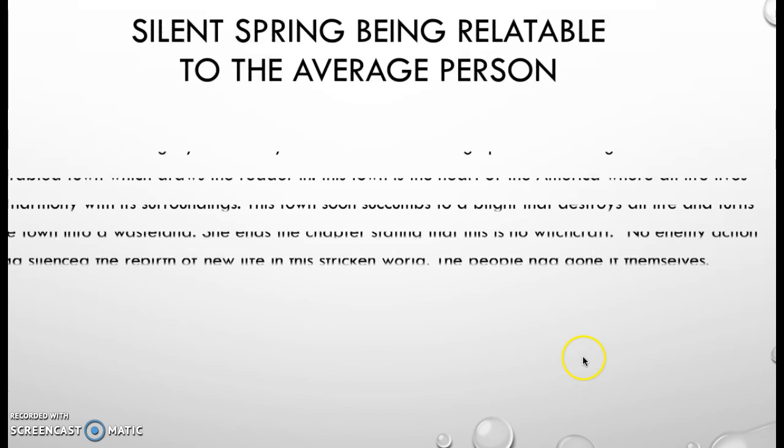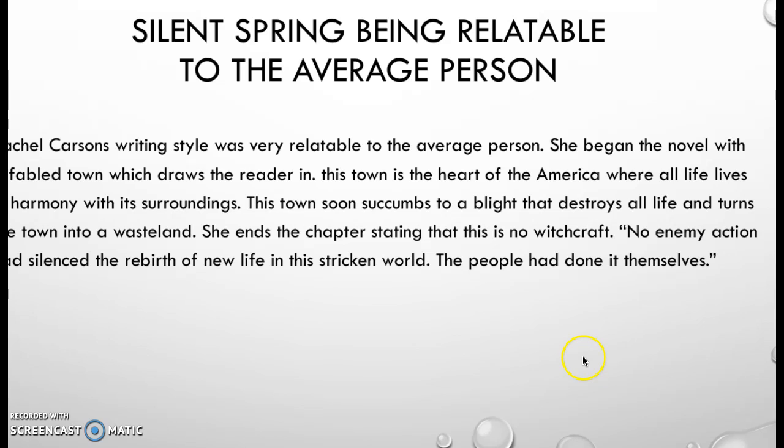She made Silent Spring relatable to the average person. Her writing style is very relatable to the average person. She began the novel with a fable about a town that draws the reader in. This town is in the heart of America, where all life lives in harmony with its surroundings. The town then succumbs to a blight that destroys all life and turns the town into a wasteland. She ends the chapter stating that this is no witchcraft. No enemy action has silenced the rebirth of new life in this stricken world; the people have done that to themselves.